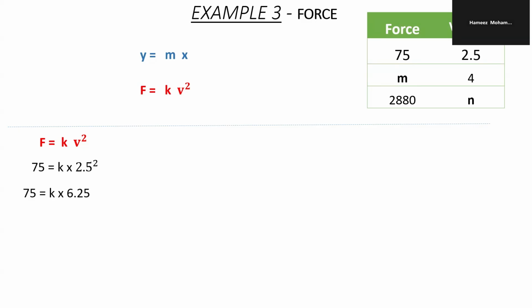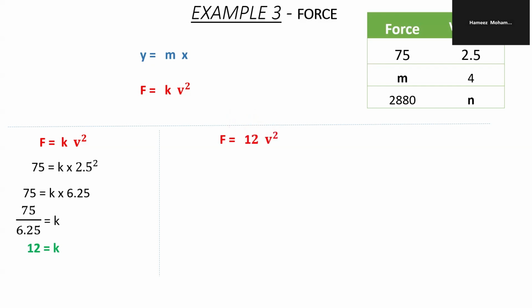And if we want to find k, we divide by 6.25 on the left side and on the right side. On the right side, they will cancel out and we're left with k. On the left side, it'll be 75 divided by 6.25. So k works out to be 12. So the constant for this particular situation is 12, which means if I'm rewriting the equation, I will be writing F is equal to 12 v squared.